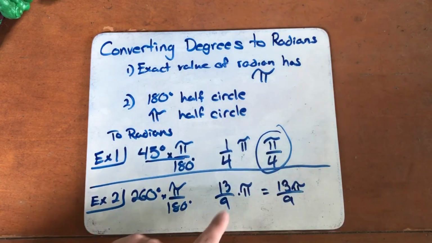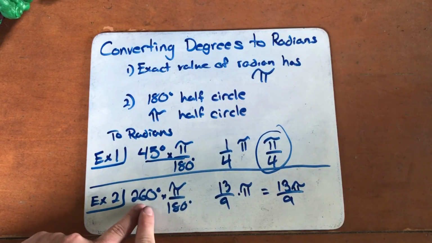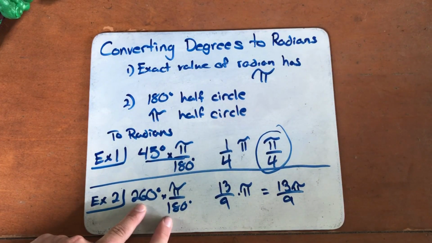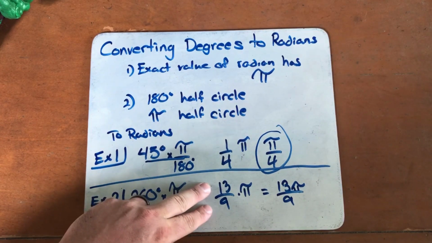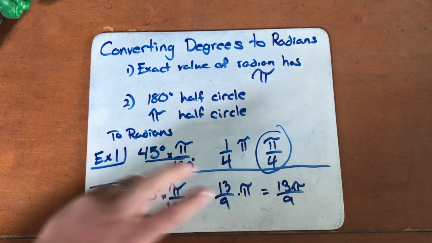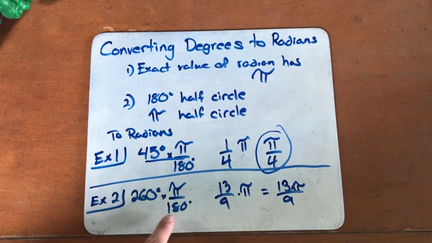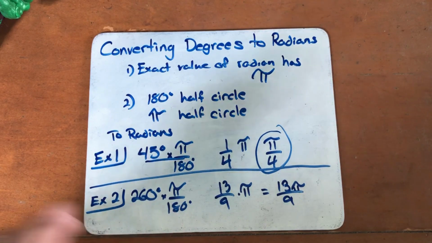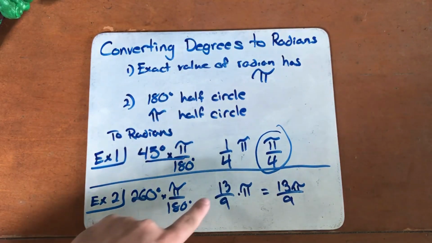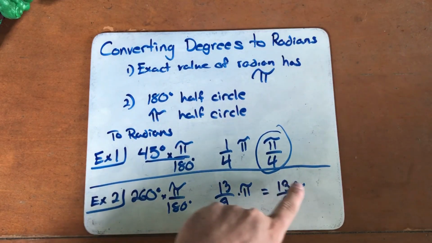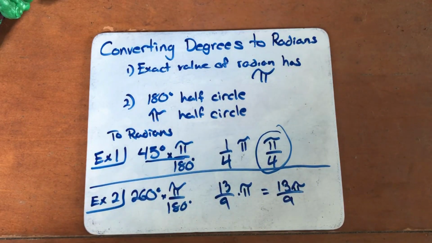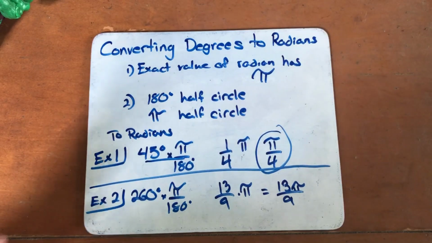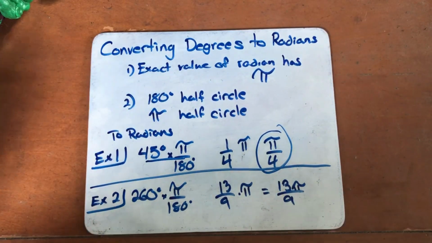over 9. Now, the way I can do this in the calculator is I can type in 260 divided by 180, math enter, and it will simplify my fraction for me. All right, same thing can happen on Desmos. You do 260 divided by 180 and hit that little math symbol on the left side, and it'll simplify it for you. And as always, there's a pi on the top of the fraction. The pi always goes on top of the fraction when I'm doing degrees to radians. All right?